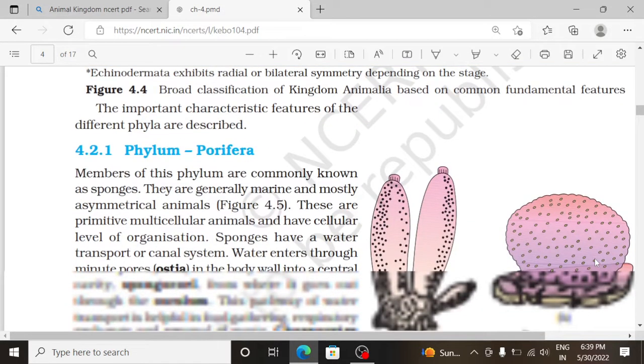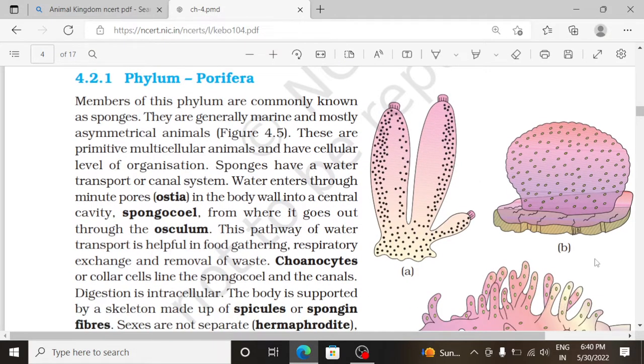Okay, so phylum Porifera. Members of this phylum are commonly known as sponges. They are generally marine and mostly asymmetrical animals. These are primitive multicellular animals and have cellular level of organization. Sponges have water transport or canal system. Water enters through minute pores or ostia in the body wall into a central cavity, spongocele, from where it goes out through the osculum. This pathway of water transport is helpful in food gathering, respiratory exchange and removal of waste.